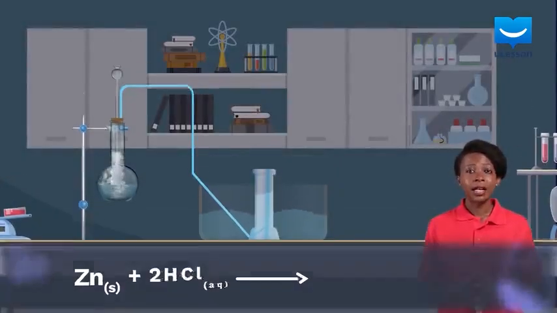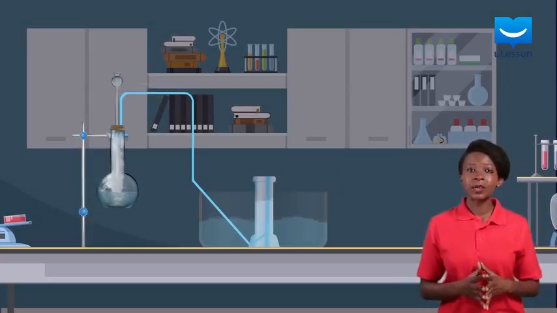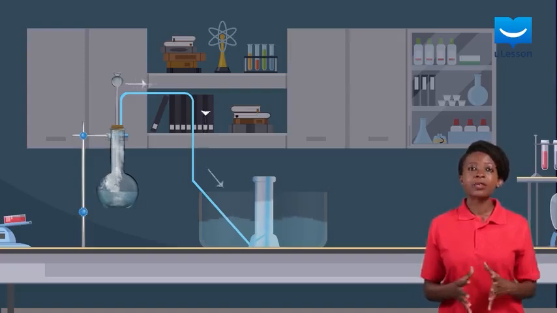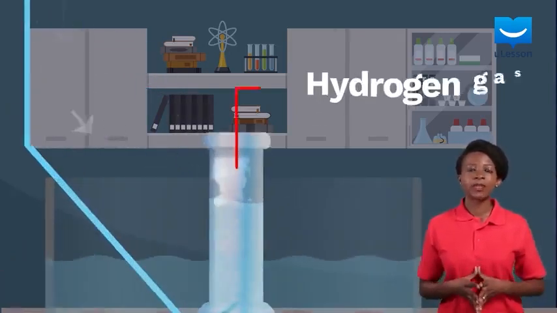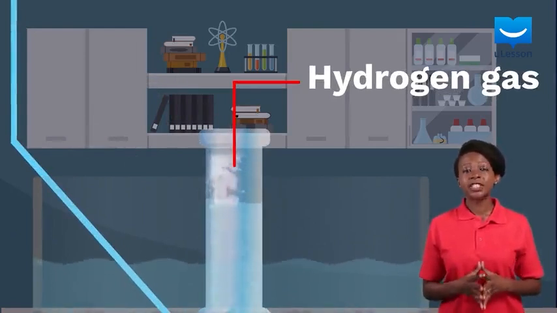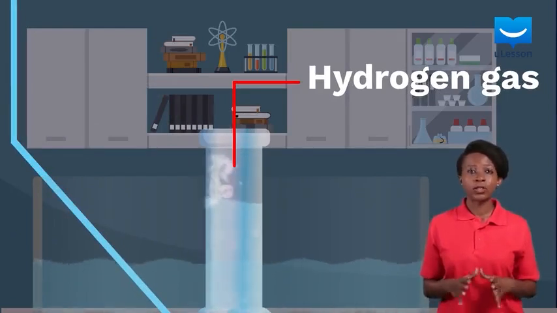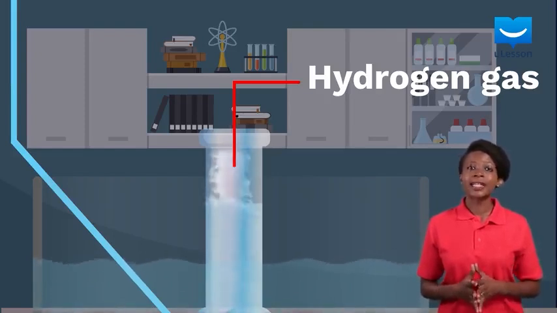As seen here, the hydrogen gas that is generated in the flask passes through a delivery tube and is collected over water at the top of the gas jar. Hydrogen gas is collected over water because it is relatively insoluble in water, so it can easily be collected through the downward displacement of water.